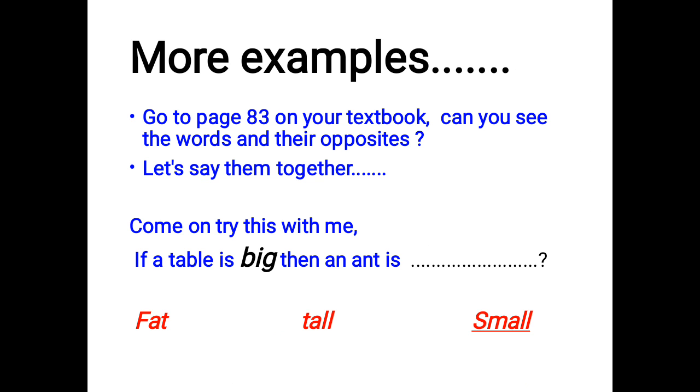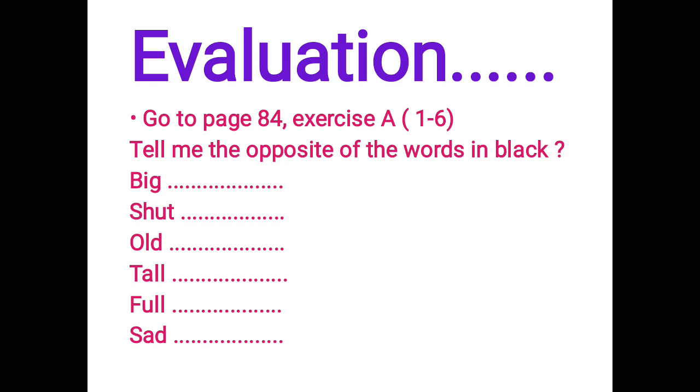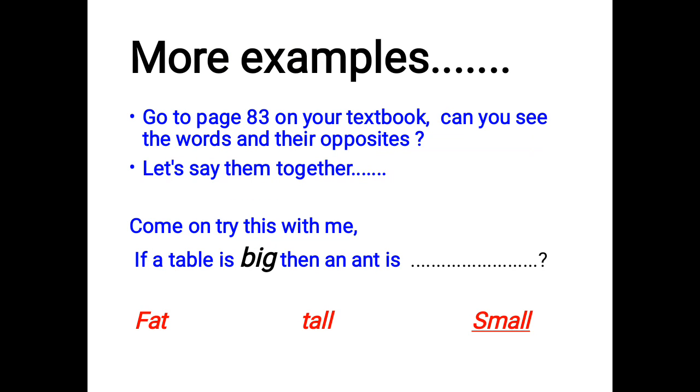Let's look at other examples. For more examples, we'll be going to our page 83. Open to page 83 of your textbook. Can you see the words and their opposites? Let's say them together. I can see a slim girl. And I can see a fat girl. So if the girl is not slim, she can be fat. The opposite of the word slim is fat.